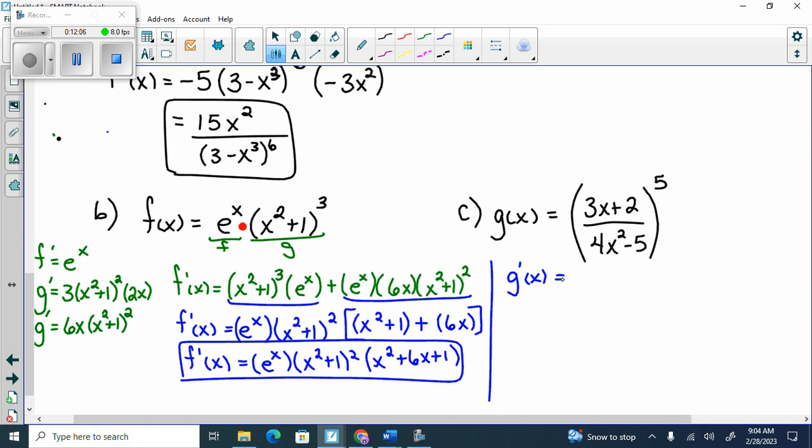Okay? So for this one, the first thing we have to do is the chain rule, because it's all to an exponent. So we're going to get 5 times 3x plus 2 over 4x squared minus 5, all to the 4.